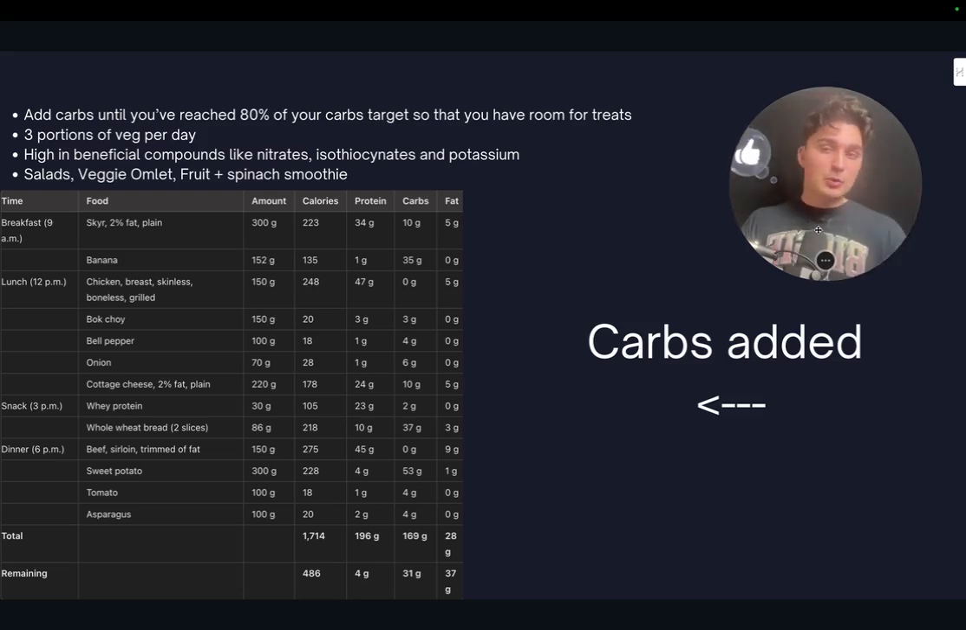I'd say have 3 portions of vegetables a day. They're high in compounds like nitrates, isothiocyanates, and potassium, all vital for health. And you can get creative with it. You can have salads, vegetable omelets, fruit and spinach smoothies. You can combine your vegetables and fruits, or combine your protein and vegetables however you want. Okay? But this is what it would look like, to put it in perspective, with the carbs added.